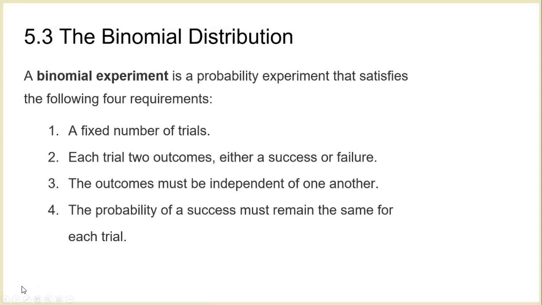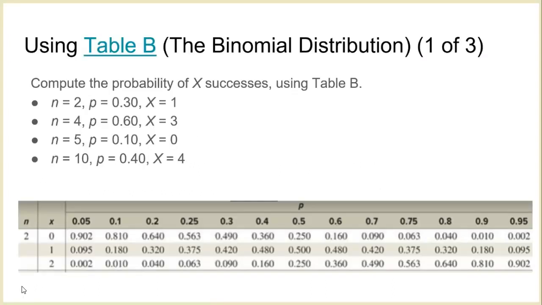After we talk about that, you'll be introduced to something new in chapter 5.3, which is reading a table. I'm also going to show you a formula that does the same thing as the table, but the table can only be used certain times. The formula can be used all the time, so we'll talk about that. In our first example, we want to compute the probability of X successes using table B, which is a probability table only for the binomial distribution.